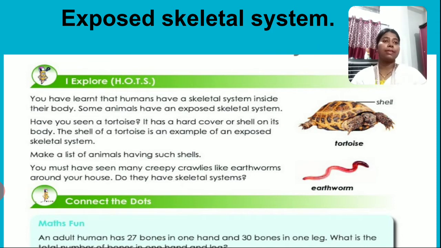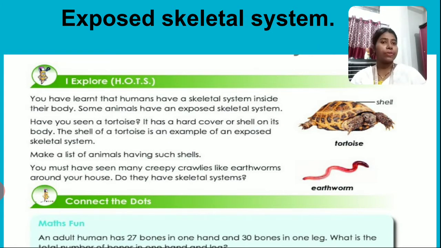As we know, we have a skeletal system that is inside our body, isn't it? Over the skeletal system we have the muscles, and then our body is functioning and moving. But exposed skeletal system means the skeletal system that is outside the body. Some of the animals have an exposed skeletal system. We have learned that humans have a skeletal system inside their body, and some animals have an exposed skeletal system.